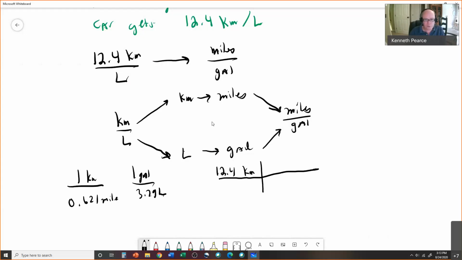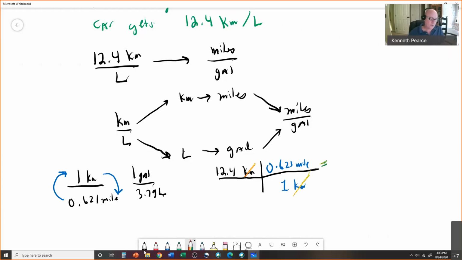And once again, we're going to make sure that our units cancel. To do that, we need to get kilometers to match, so in this case I need kilometers on the bottom. So I'm going to flip it over, and this becomes 0.621 mile per 1 kilometer. Kilometers cancel, and I've got a number that I can put in my calculator now. So I go 12.5 times 0.623.